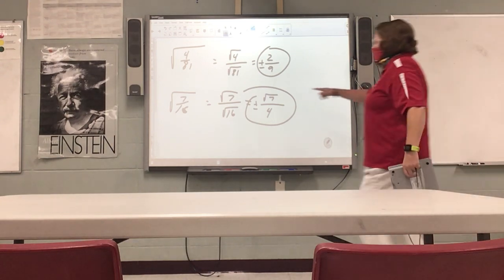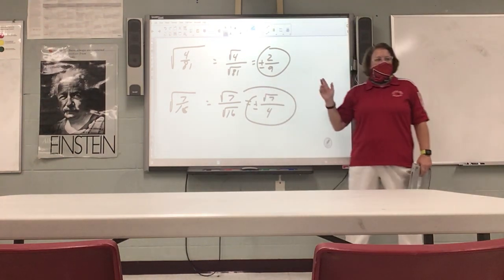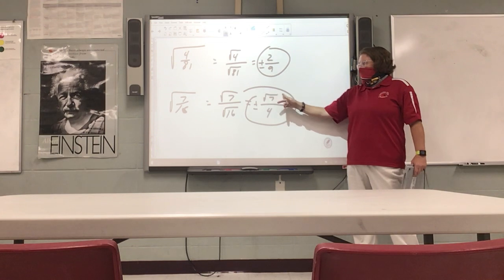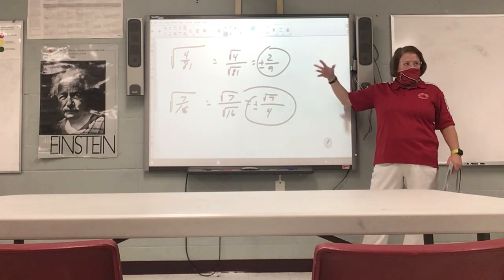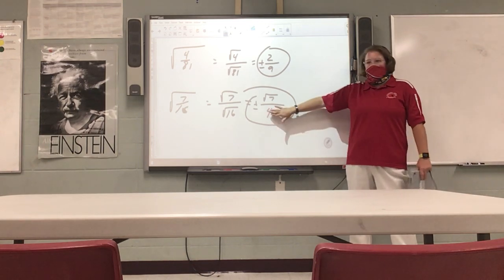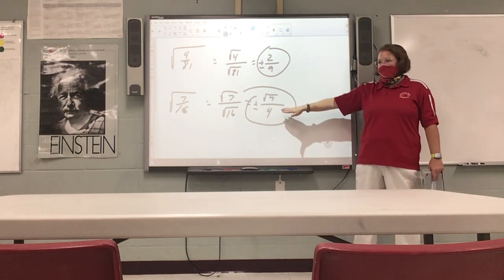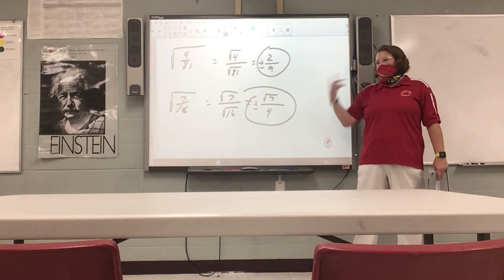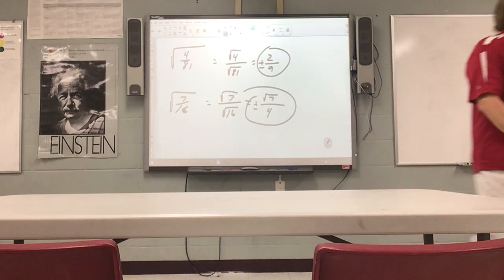These square root symbols, by the way, they're called radicals. If you ever hear me say radical, it's okay to have a radical on the numerator. So you can have a square root sign on the top. You cannot leave a radical on the denominator. You can't leave a square root symbol on the bottom. You gotta get rid of that. It's called rationalize the denominator. That's what we're gonna see now.